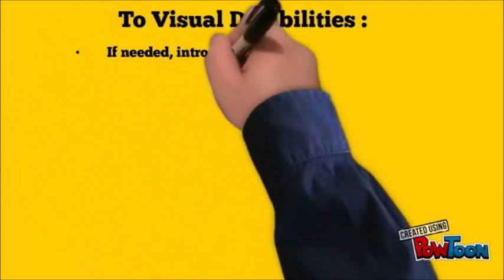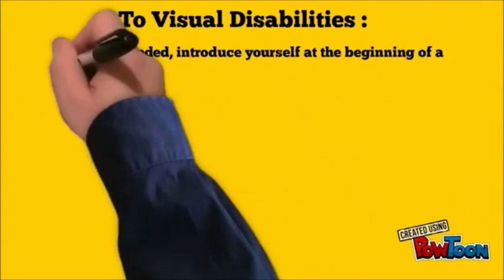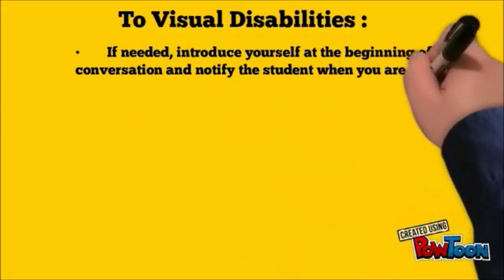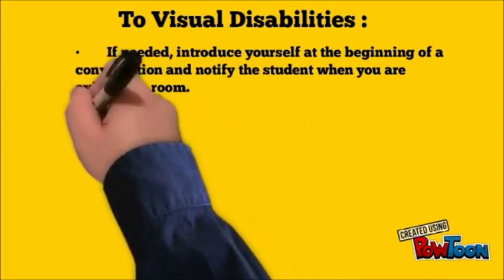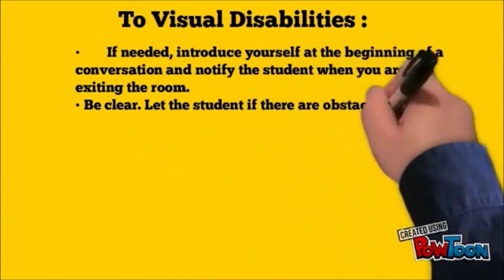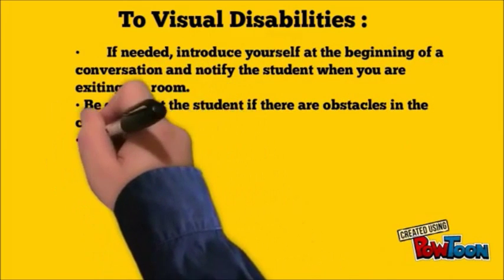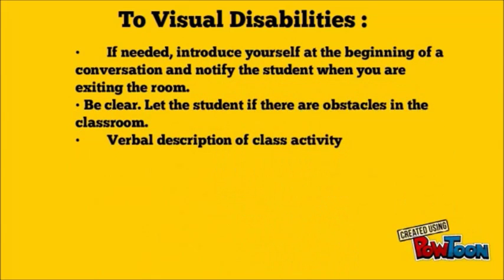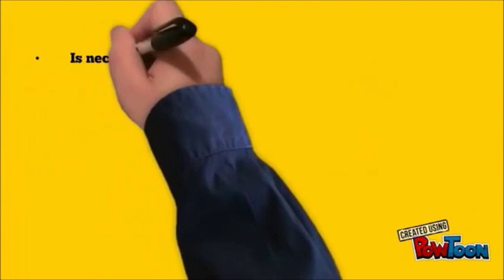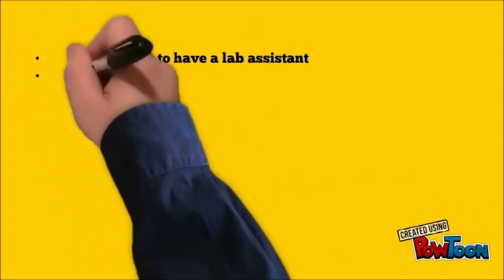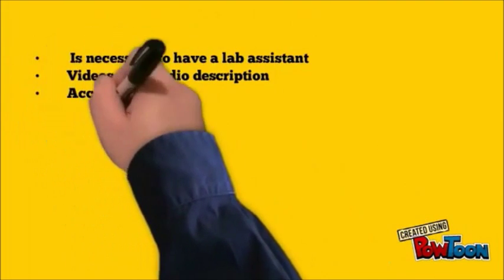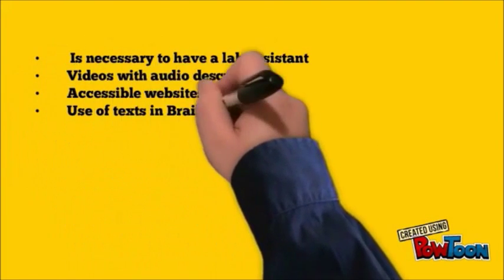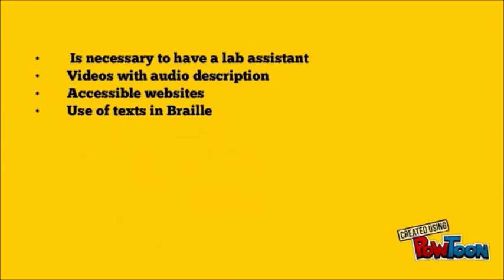For visual disabilities: if needed, introduce yourself at the beginning of a conversation and notify the student when you are exiting the room. Be clear, and let the student know if there are obstacles in the classroom. Also, it's necessary to have a lab assistant, videos with audio description, accessible websites, and the use of text in Braille.